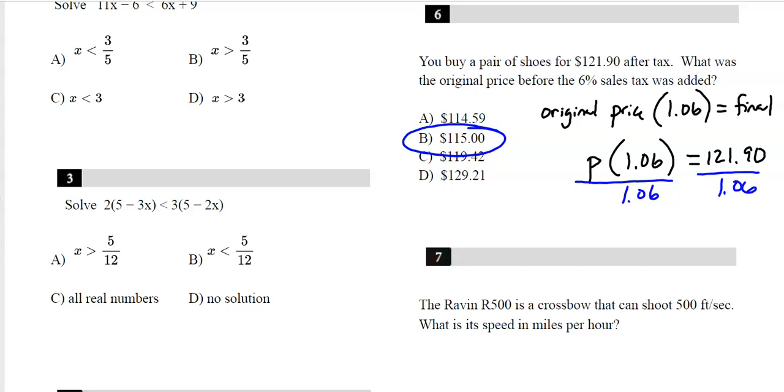Be careful. You can't find 6% of this and then try to subtract it. It won't work because your original 6% was on a lower amount. It was on the price of the shoes, just the sticker price. So you can't apply the 6% at the end and go backwards. You won't make it to the right spot.